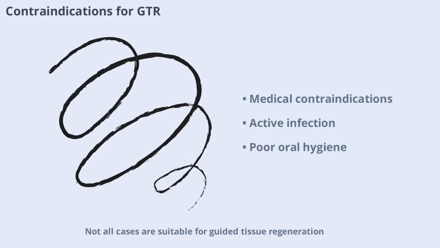Not all cases are suitable for guided tissue regeneration. Contraindications include medical conditions that preclude surgery, active infection at the defect site, poor oral hygiene, smoking, excessive tooth mobility, shallow defects, inadequate width or thickness of attached gingiva, short root trunks and furcations, generalized horizontal bone loss, advanced lesions with little support, and multiple defects. Proper patient assessment is key to avoiding complications.